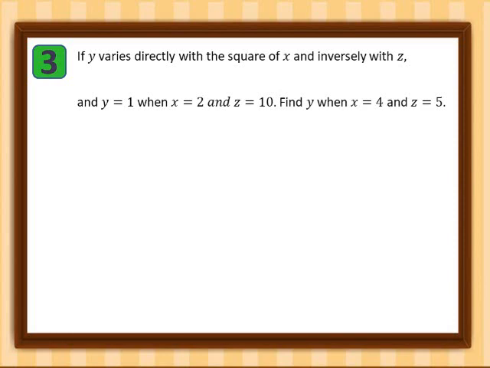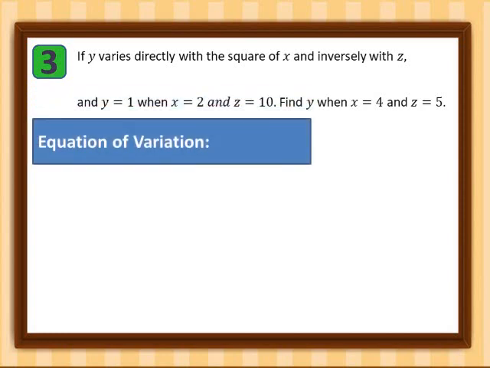If y varies directly with the square of x and inversely with z, and y is equal to 1 when x is equal to 2 and z is equal to 10, find y when x is equal to 4 and z is equal to 5. So we will have first again the equation of variation. Y varies directly with the square of x and inversely with z, so y is equal to kx squared over z.